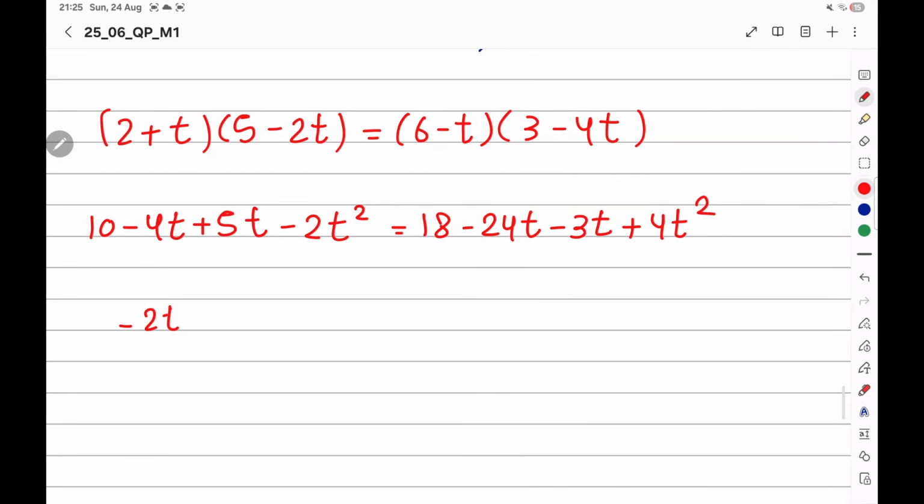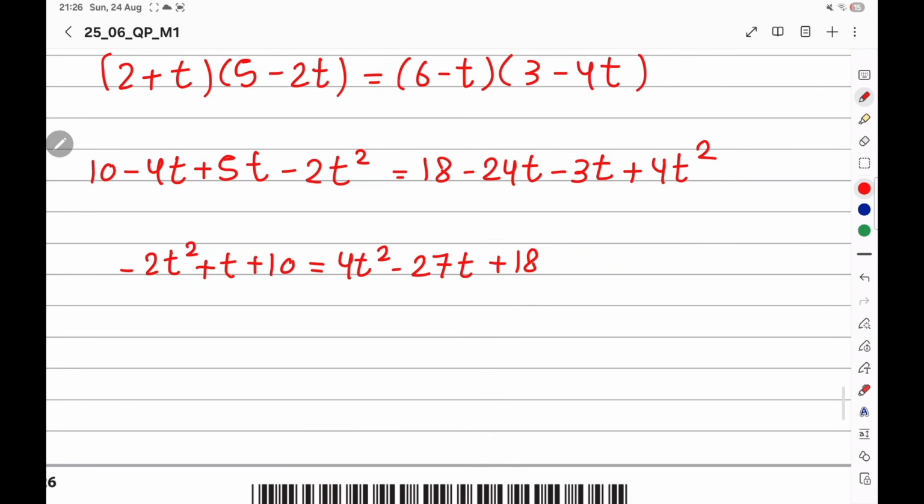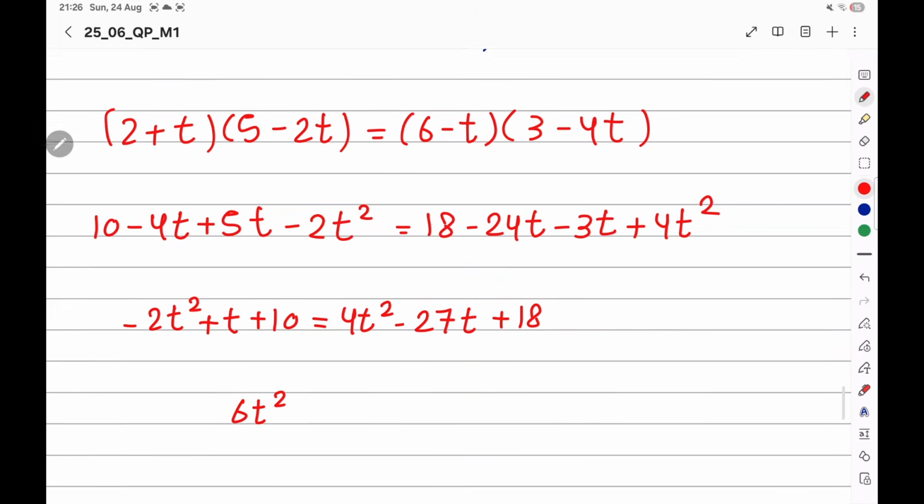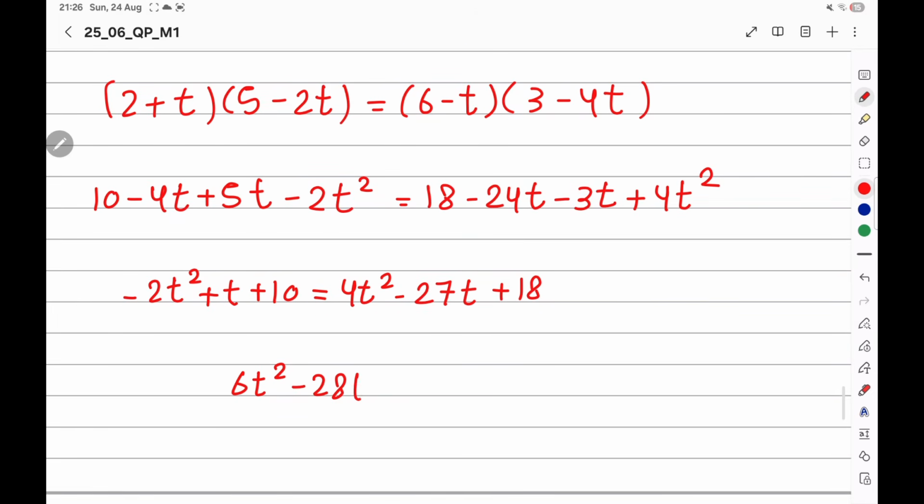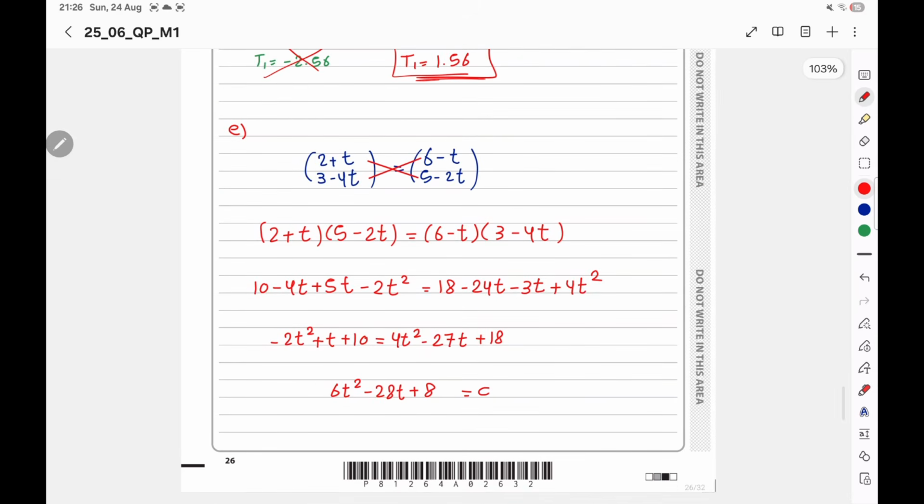Simplify: negative 2t squared plus t plus 10 equals 4t squared, negative 24 and negative 3 is negative 27t plus 18. Move all to one side, negative 2t squared to the right: 6t squared, negative 27t minus t is negative 28t, 18 minus 10 is plus 8 equals 0.